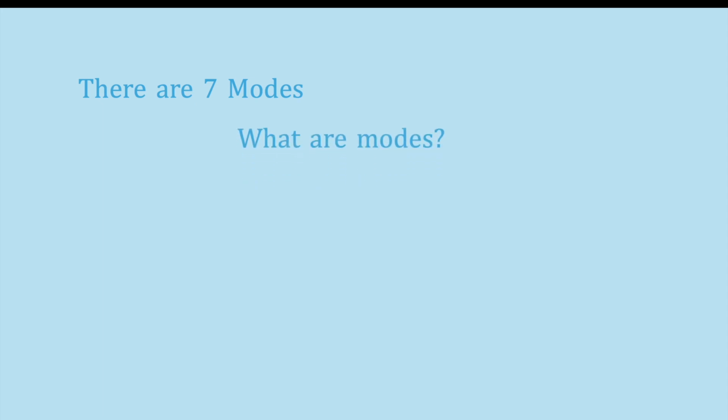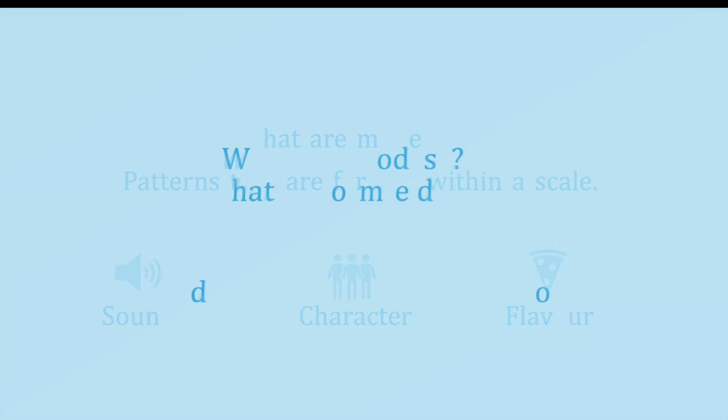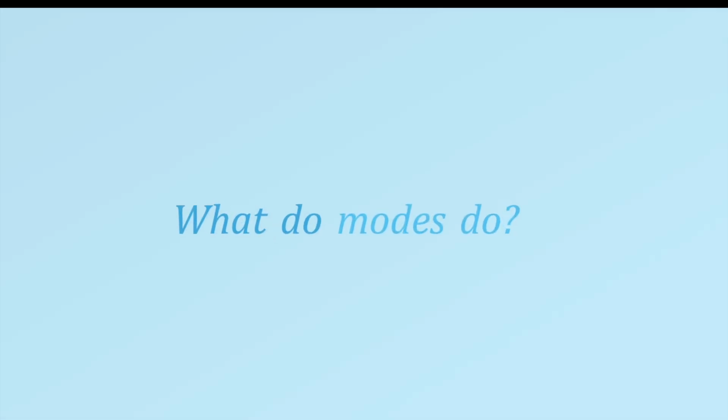So what are modes? Modes are scale patterns that are formed based on notes within a scale. Each mode has its own unique sound, character and flavours, adding depth and colour to a composition. So what do modes do? Modes use a scale and change its starting note to create a multitude of different scale variants.